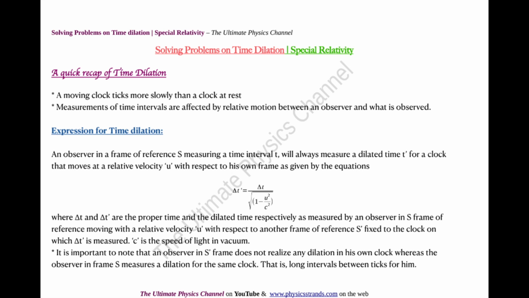That means the long intervals between the ticks for him. That is, the clock has really slowed down. It is also worthwhile to remember that all the biological processes of the moving observer slow down. So it is not just clocks that are affected, the time itself is affected, which has been clearly established by special theory of relativity. Now with those ideas in mind, let us move on to solve some problems on the topic of time dilation.